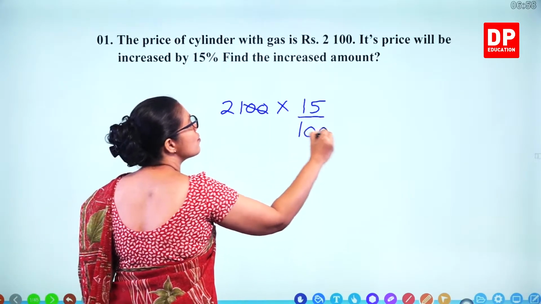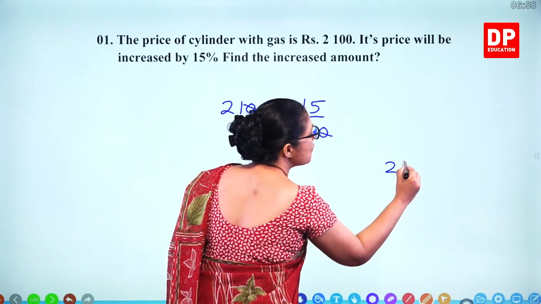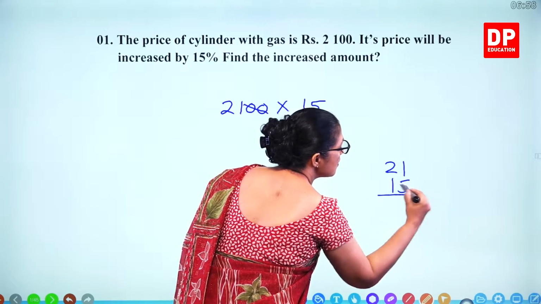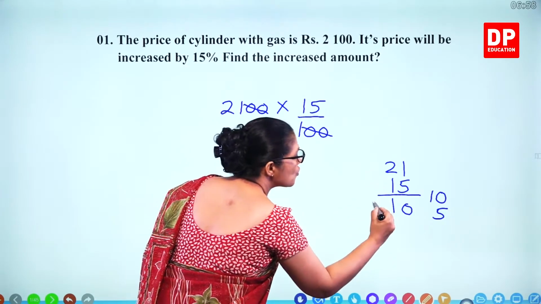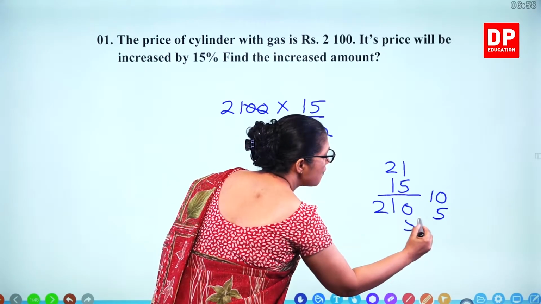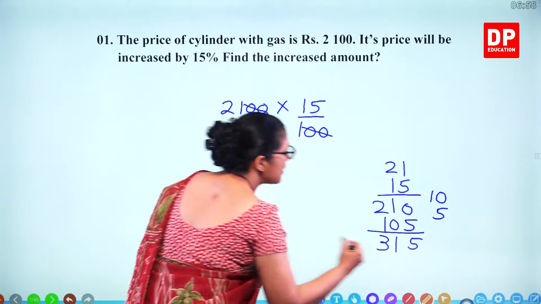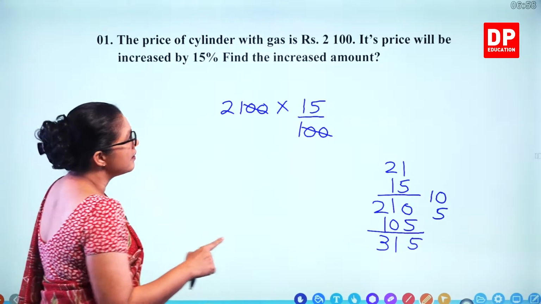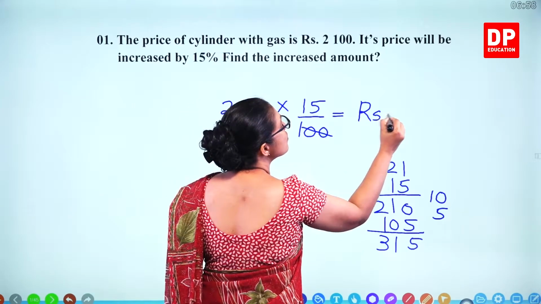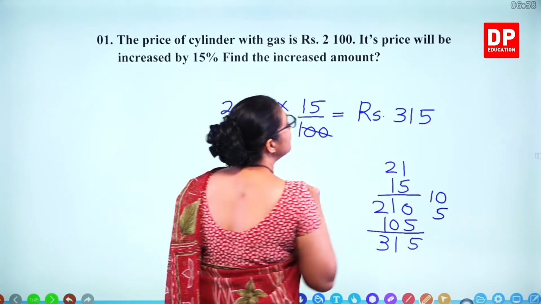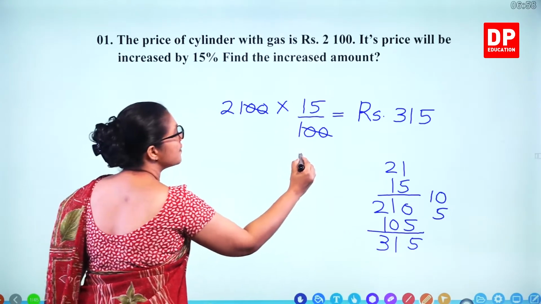Simplify. 2 zeros get cancelled out. 21 times 15. So 21 times 15, you can multiply. 5 times 1, 5. 5 times 2, 10. 1 times 1, 1. 1 times 2, 2. When you add it, you get 315 rupees. So that's the increased amount. So how many marks for that? You get 2 marks for that.